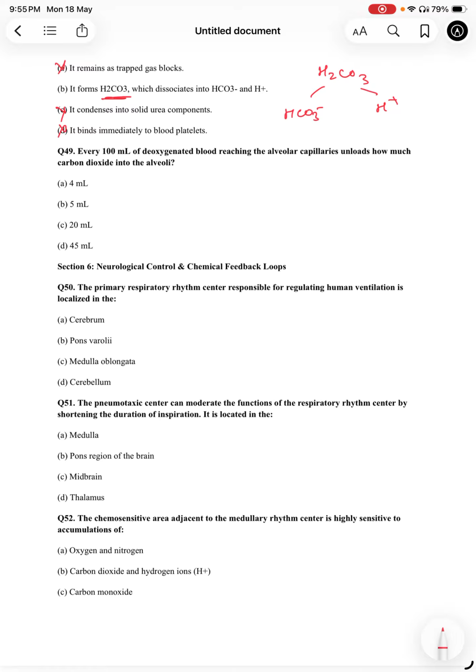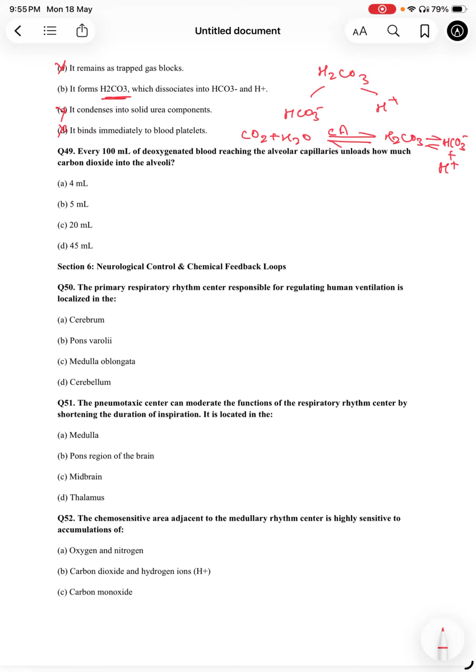Okay. So with carbonic anhydrase, we get H2CO3, and then it dissociates again into HCO3 minus plus H plus. So at high PCO2, CO2 is driven into the RBC. Carbonic anhydrase catalyzes the formation of carbonic acid, which dissociates into bicarbonate ions and hydrogen ions.